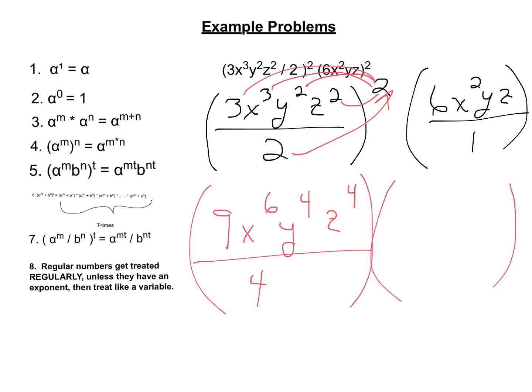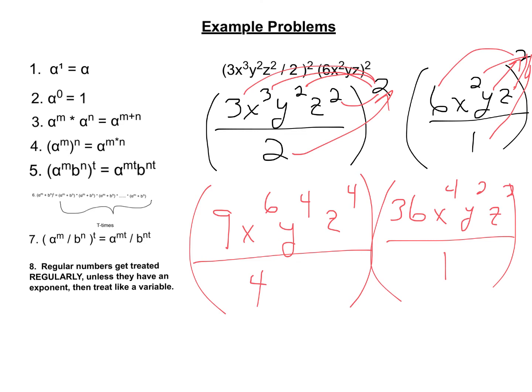And here, oh, I knew I forgot the square on the outside on that one. Alright, so 6 squared, 36. X squared squared is x to the 4th. Y being squared is y squared. Z being squared is z squared. And 1 squared is 1.